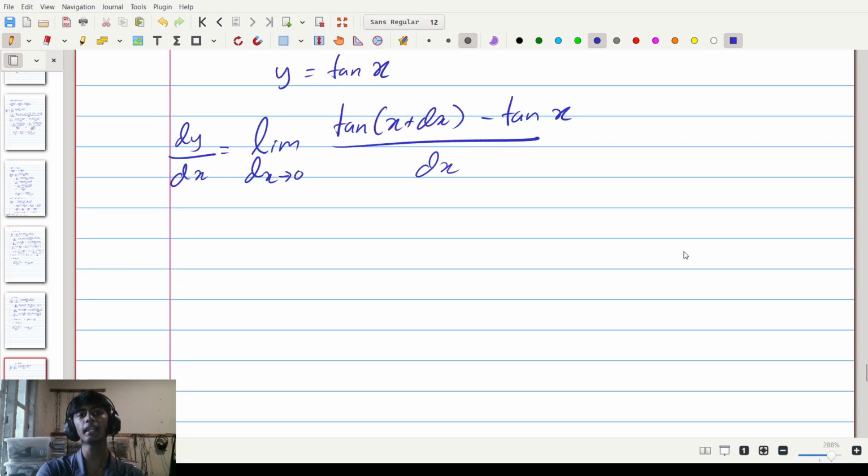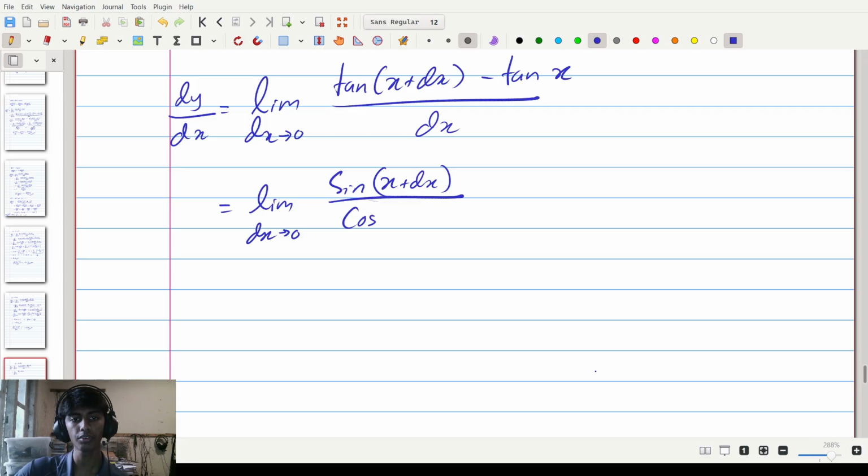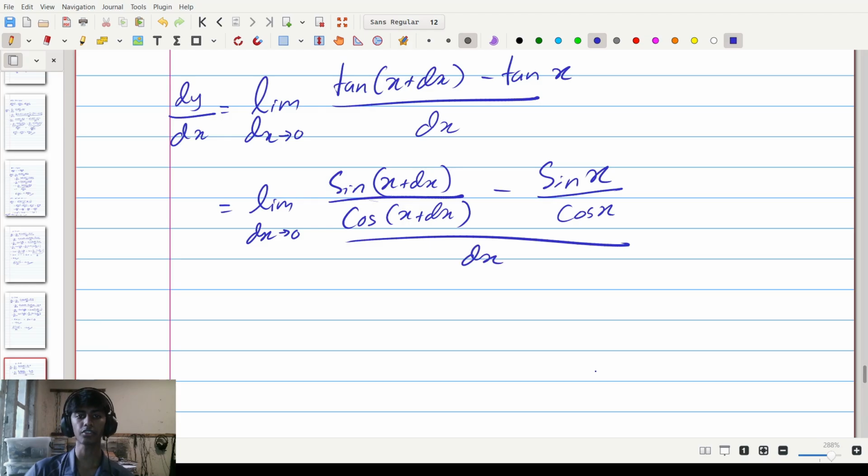We're going to write the tangent of a function as the sine of the function divided by the cosine of the function. If you don't remember that, go check this video in the top right here. So we're going to write this as the limit as dx approaches 0 of, and tan of x plus dx we're going to write as the sine of x plus dx divided by the cosine of x plus dx, and over here minus the tan of x we're going to write as the sine of x divided by the cosine of x, and then all of this needs to be then divided by dx.